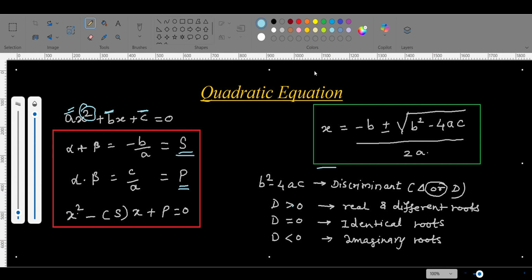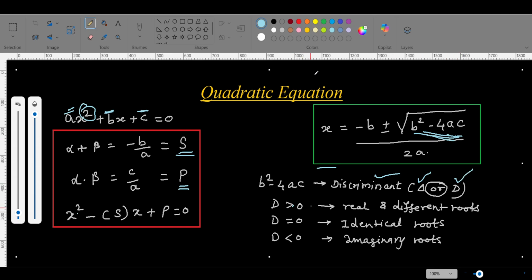Now, how do we find the roots of the quadratic? When we plug in these values, b identifies the coefficient of x, a identifies the coefficient of x squared, and c is the constant. The magnitude of b squared minus 4ac is known as the discriminant, which is denoted by delta or a capital D.